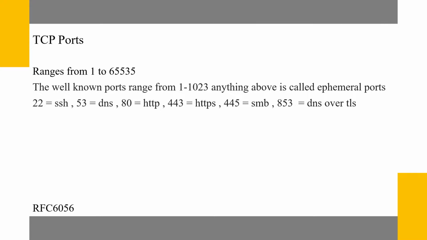TCP ports range from 1 through 65,535. Anything below 1023, well, 1023 included, is called a privileged or a known port, and anything above that, 1024 above, is called ephemeral port.